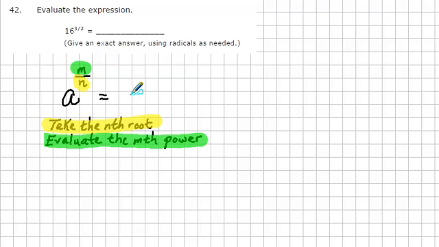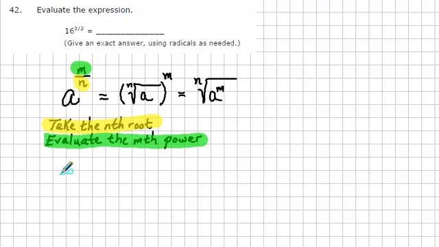If we decide to take the nth root first, we would write that down as the nth root of a, take the nth root of the base, and then evaluate the mth power. Or alternatively, we could evaluate the mth power first and find a to the m, and then take the nth root of the result.